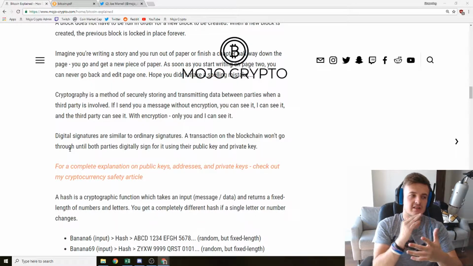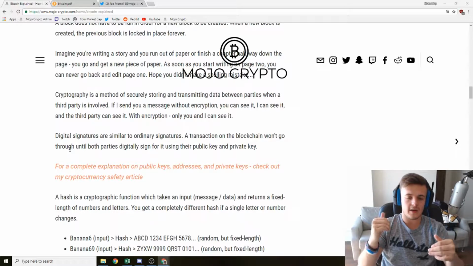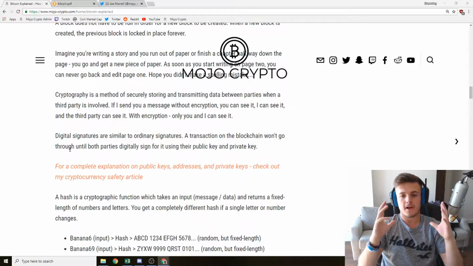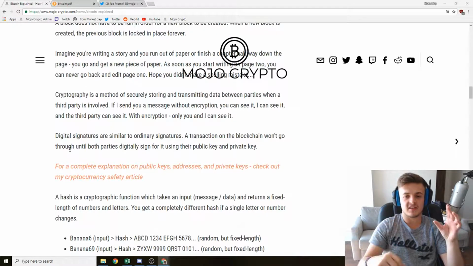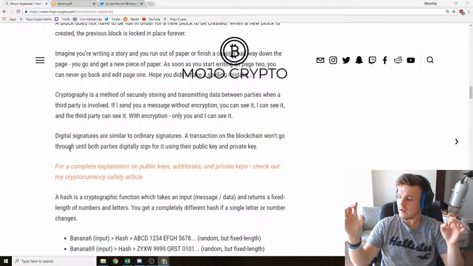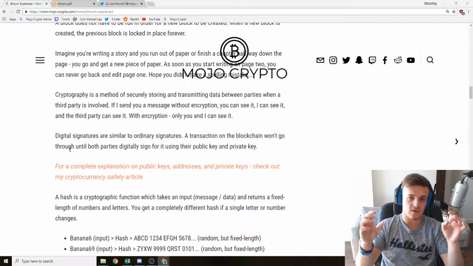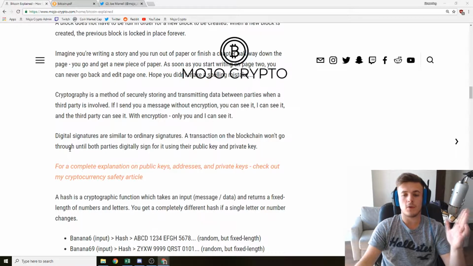So for a transaction to go through on the blockchain, so for a Bitcoin transaction to actually go through on the blockchain, you will have to digitally sign that transaction using your public key and your private key. But the person receiving it also has to sign that transaction as well. So both parties need to provide a digital signature for the transaction to go through. Now this is important. So they use the public key and the private key to basically sign these.